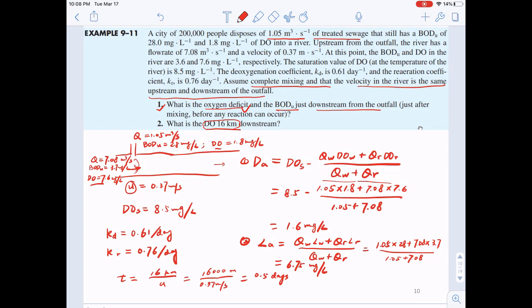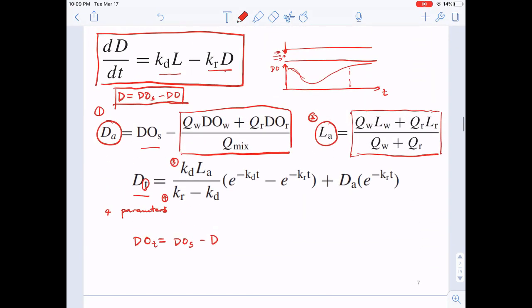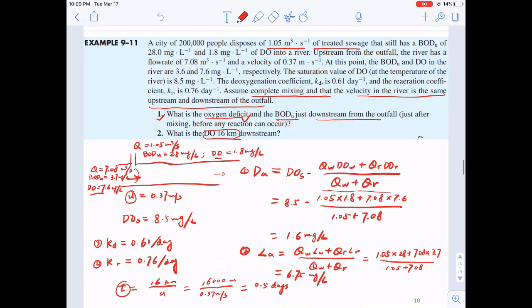Now you can see that we have all of these parameters. We have the D_A, L_A. We also have the deoxygenation rate and reaeration rate. We also have the time. So we can directly plug into this equation to calculate the oxygen deficit at this time, at 0.5 days. Instead of writing out that equation, I'll just write out the answer here. The oxygen deficit at 0.5 days is 2.56 milligram per liter.